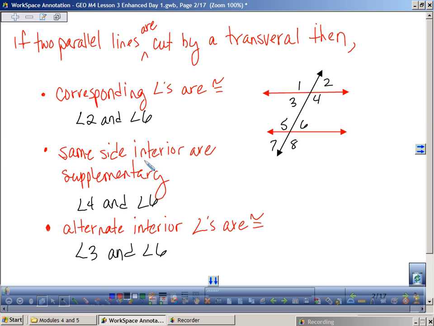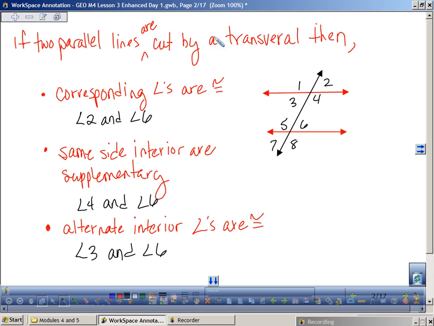So what do I mean by reversing it? I'm going to do it backwards. Let's do it backwards. If two parallel lines are cut by a transversal, then corresponding angles are congruent. How would I do that backwards? If corresponding angles are congruent, then what? Then two lines cut by a transversal are parallel. You see how that's backwards?